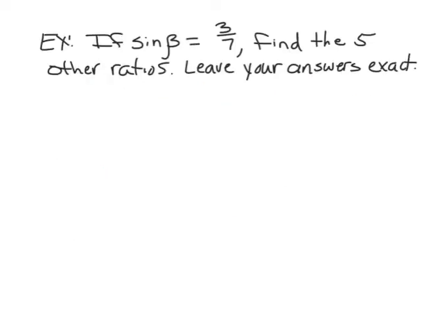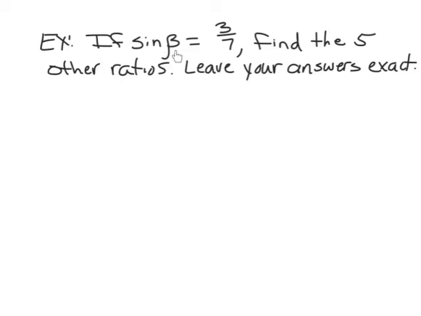So here's a basic example of how we would find all these ratios. If sine of beta is 3 over 7, we're assuming it's just defined as 3 over 7. Find the 5 other ratios and leave your answers exact. That means if I end up with a square root, I don't want a bunch of decimals. I leave it as a square root, preferably simplified, but we leave it as a square root.